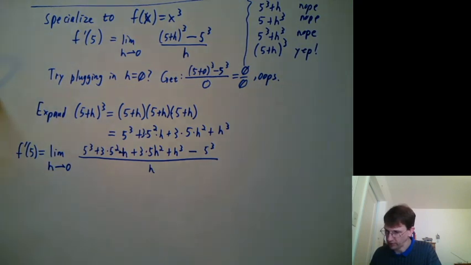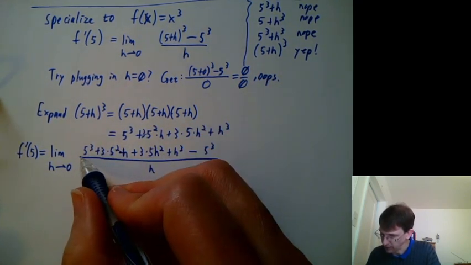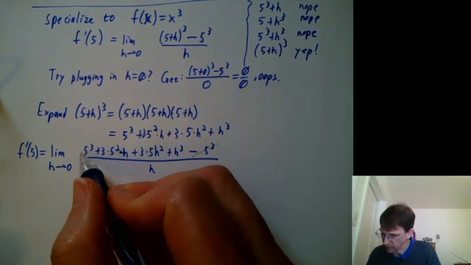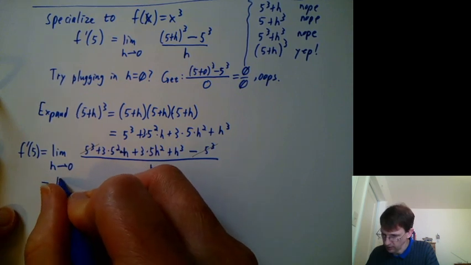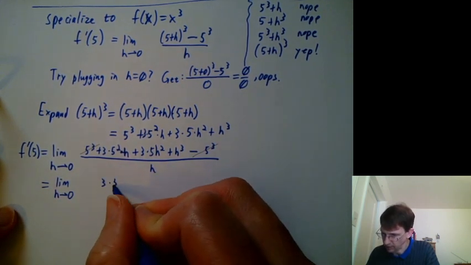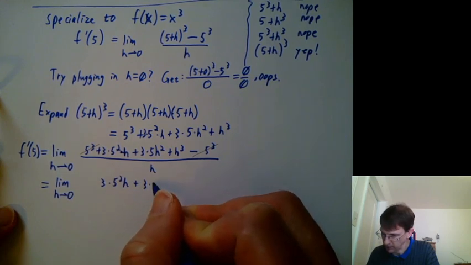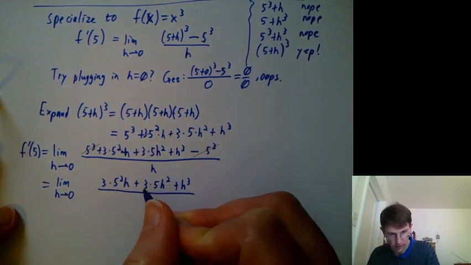Well, the first thing I notice, I'll get out my canceling pencil. I've got a plus 5^3 and a minus 5^3, so I can cancel those. So I get the limit as h goes to 0 of (3 times 5^2 h + 3 times 5 h^2 + h^3) all over h.